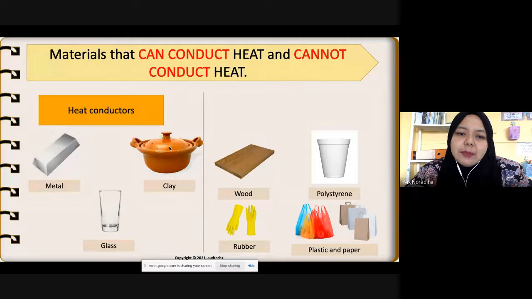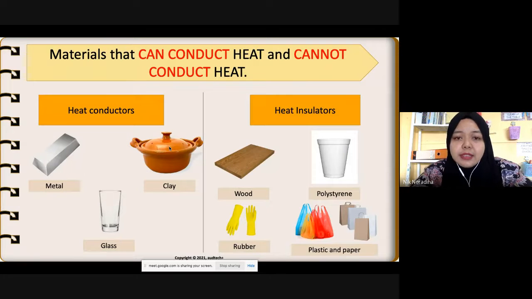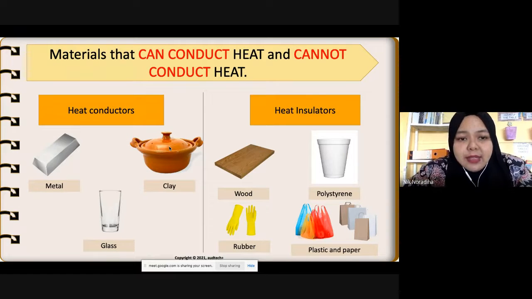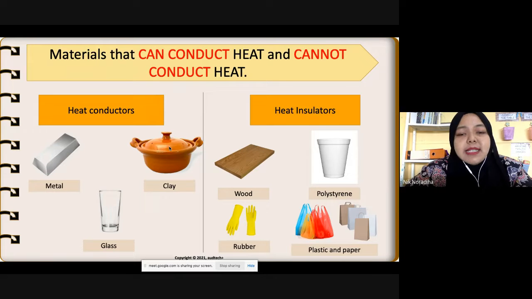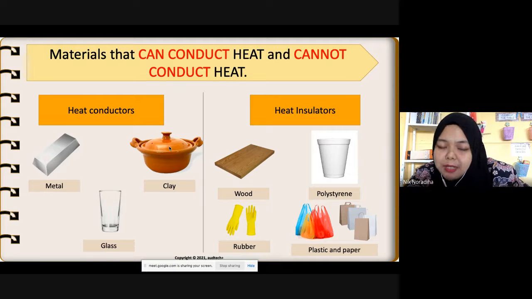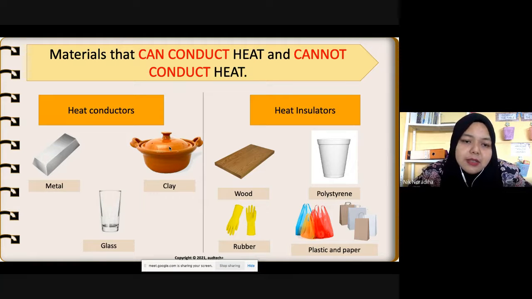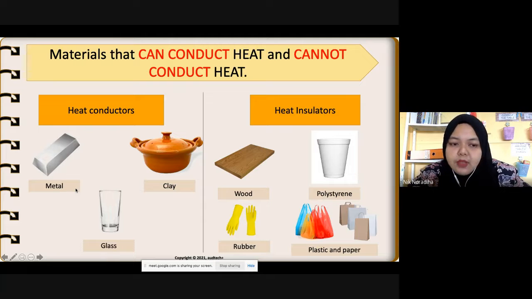So let's look at the materials that are heat conductors and heat insulators. This one is the same term that we use for our electrical conductors. But now not electrical. Now we are talking about heat. So examples of the materials that can conduct heat. Zikri Izdiha, can you help teacher to read? The first one, read only. Teacher didn't ask you to answer any question.